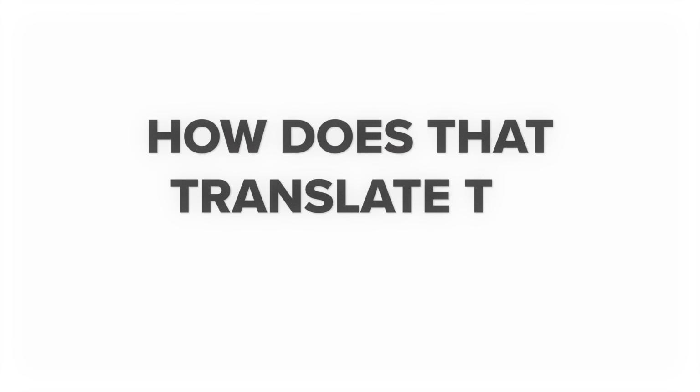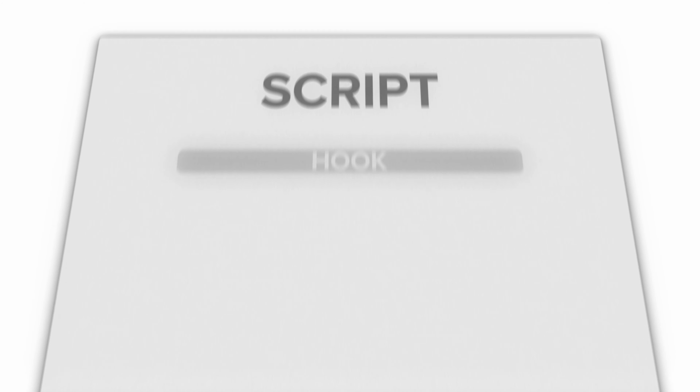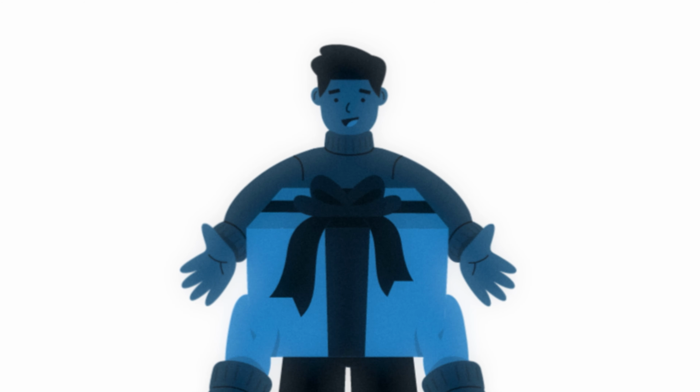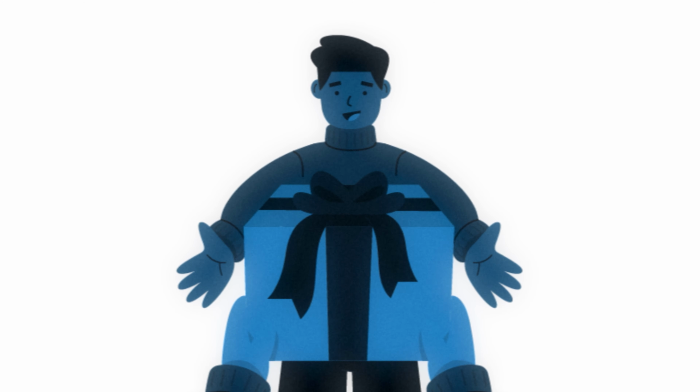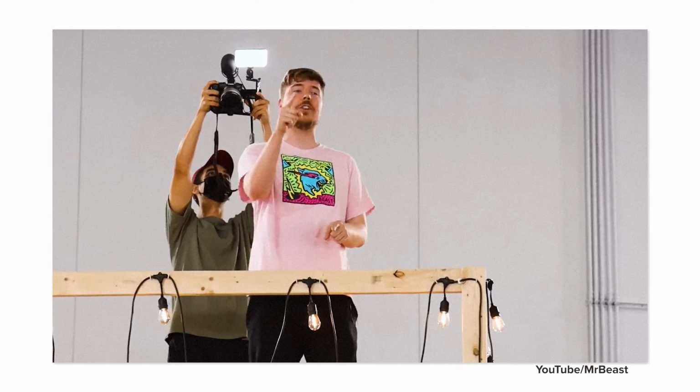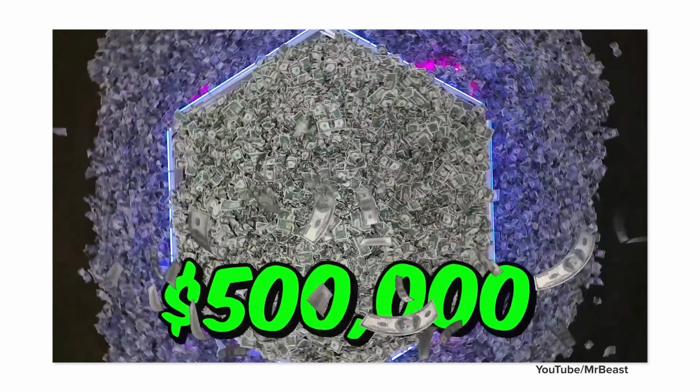How does that translate to YouTube? You need to know your video's end game so that when you write your hook, you set up the right expectations. But unlike in the movies, you must clearly state up front what the payoff will be. Without revealing it, of course, don't ruin the surprise. Say that people will get a gift, but don't say what the gift is. For example, if you're teaching people how to play a song on the guitar, the payoff is they'll know how to play that song by the end of the video. If it's a MrBeast video, the payoff is that the last person to leave the circle will get $500,000.